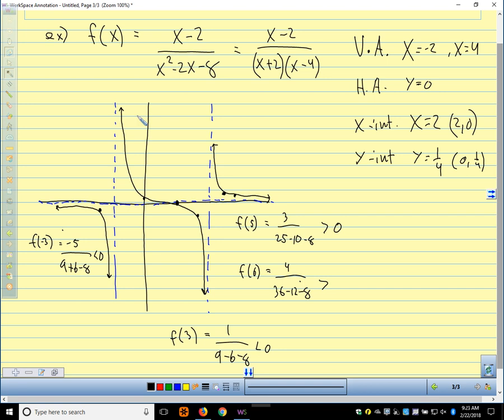So the horizontal asymptote only applies to the ones on the end? Yes. Because the horizontal asymptote is really, all it's telling us is what happens eventually. What happens when x gets really big or really small.